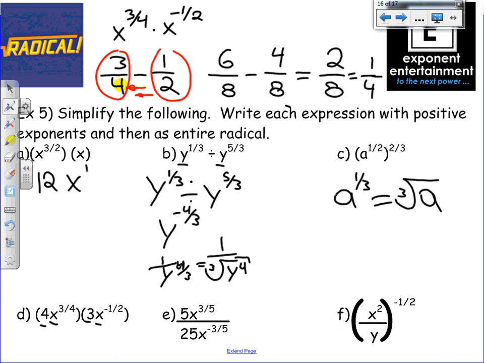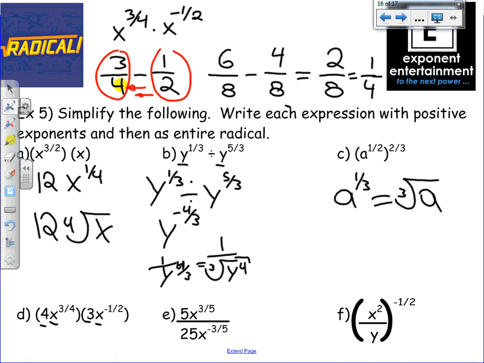This one, guys, it's the same thing. You simplify the 5 into 25. 5 divided by 25 is just 1/5. The x's, you're just going to subtract each other. 3/5 minus negative 3/5 is like adding, correct? So the 5 divided by 25 is just 1/5.